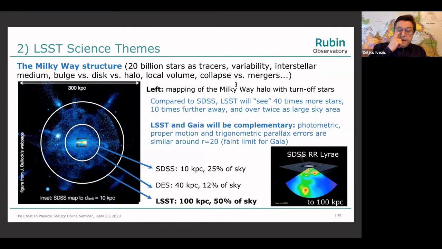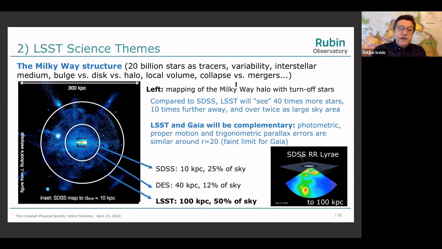And finally, even if we only cared about cosmology, we could not avoid looking at stars. So there will be about 20 billion stars in the catalog that will be tracers of Milky Way formation and evolution. Compared to SDSS, for example, which is the gold standard today, we'll have about 40 times more stars in the sample. And as this diagram on the left summarizes, we'll see them about 10 times further away. We'll see them basically to the so-called tidal radius of the Milky Way.